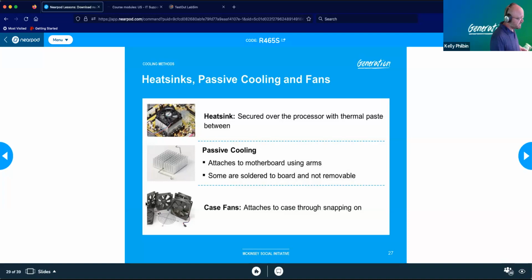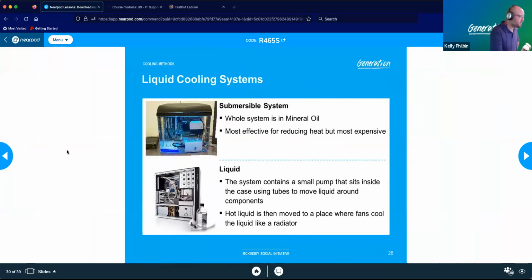So we utilize that. And then you have your case fans, which draw air in. Typically cold air goes in through the front, hot air out the back. And then you have the heatsink fan method set up here. All well and good. Awesome stuff.